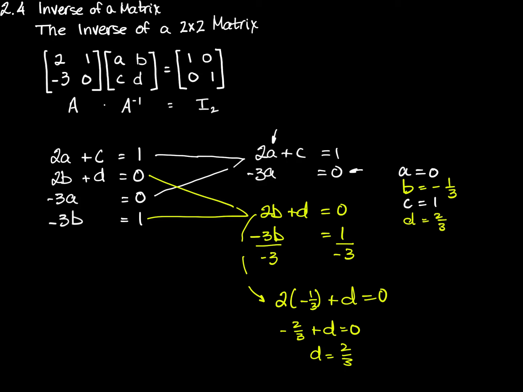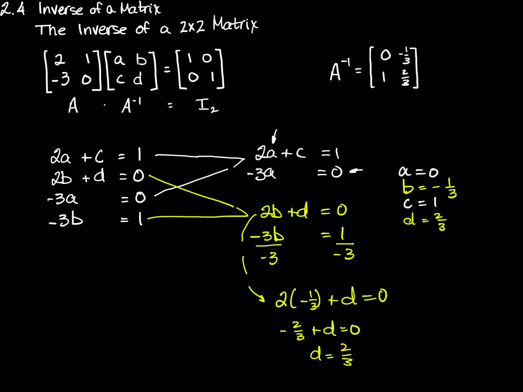So now I have all four values for A, B, C, and D, and that tells me that the matrix I was looking for, A inverse, instead of being equal to A, B, C, D, is equal to 0, negative 1/3, 1, and 2/3.